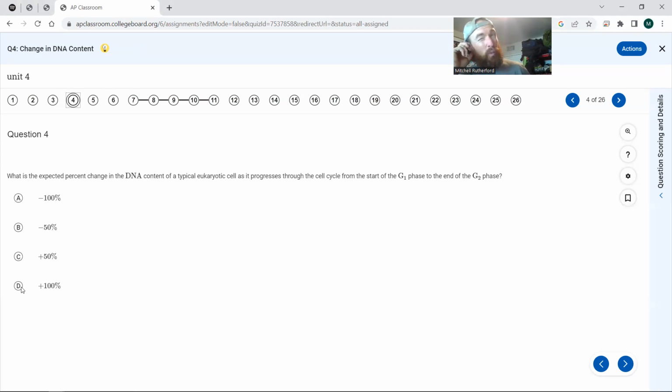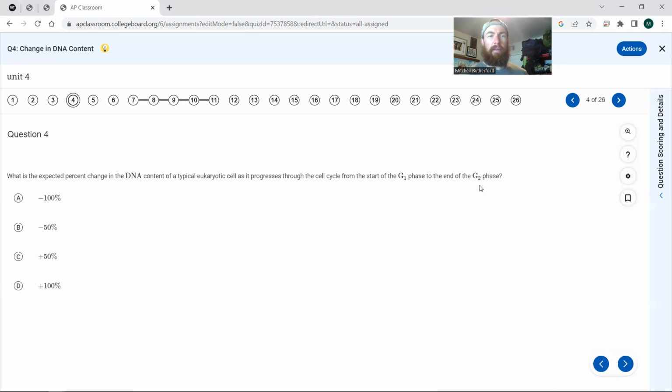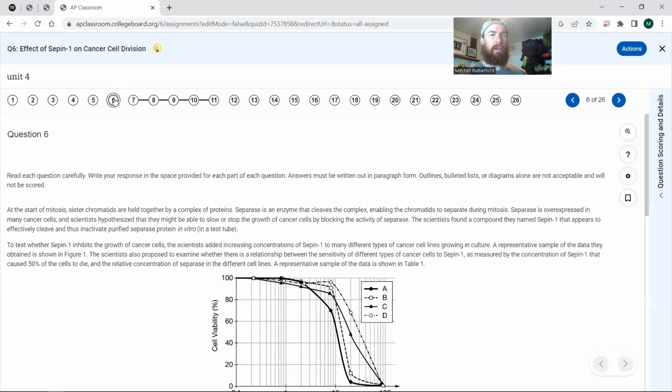Now, I know this might sound weird, but in math, if you have twice as much, that is 100%, right? So if you've got 100% and then you replicate, now you have 200%. I know that sounds weird, but that's why we know D is the correct answer here. Okay. Nice and easy. That was a softball. Come on, give me something harder.